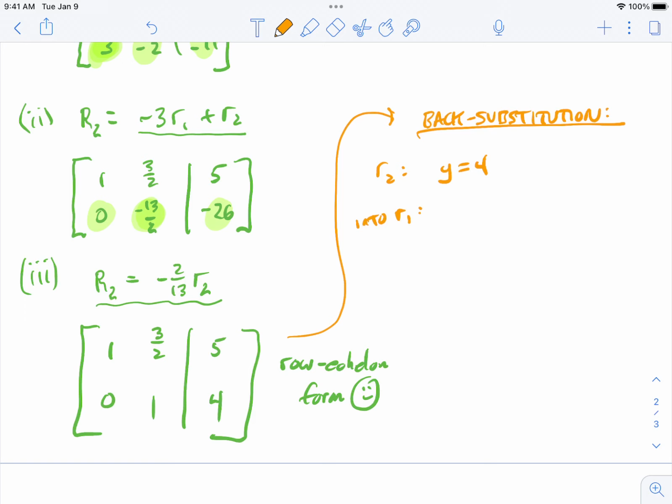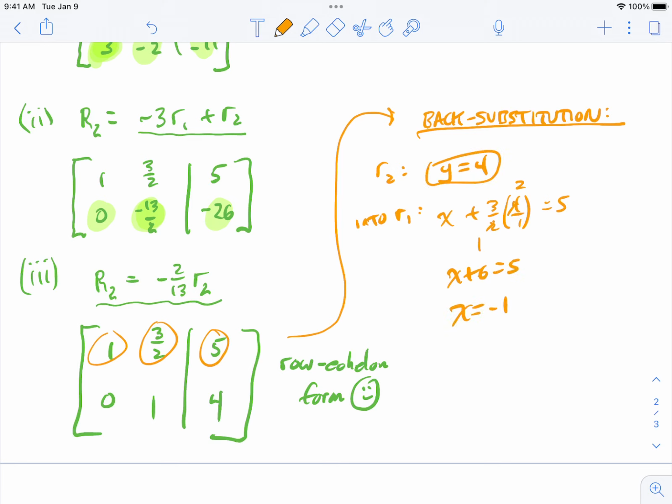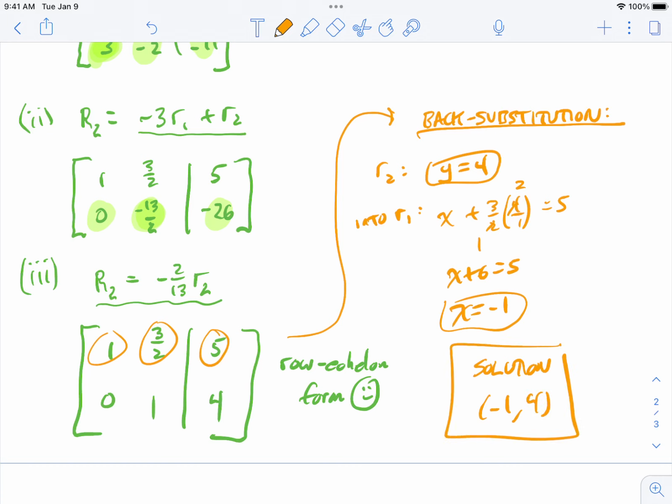So, what do we got here? Into row 1. Row 1 says 1x plus 3/2 times y, and here the y is 4, equals 5. And so we just kind of solve this up. 2 goes into 4 twice. We got x plus 6 equals 5, and so x equals negative 1. So that was our first solution, that's our second solution. Our full solution is the point x equals negative 1, y equals 4. That's where these two lines cross.